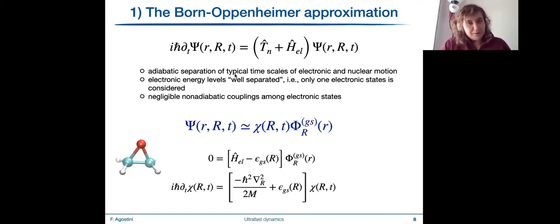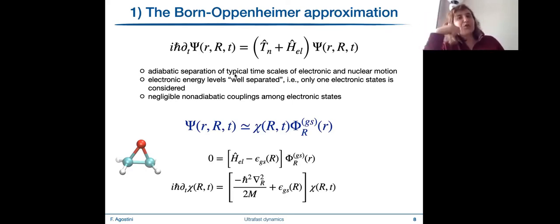So the first hypothesis is that the typical timescales of electronic and nuclear motion can be separated adiabatically. This means that the nuclei move very slowly and therefore the electrons can react instantaneously to every new configuration of the nuclei. And therefore this means that if at time zero we put the electrons in a certain state, they will always stay there in the same eigenstate along the dynamics if the nuclear dynamics is slow enough.